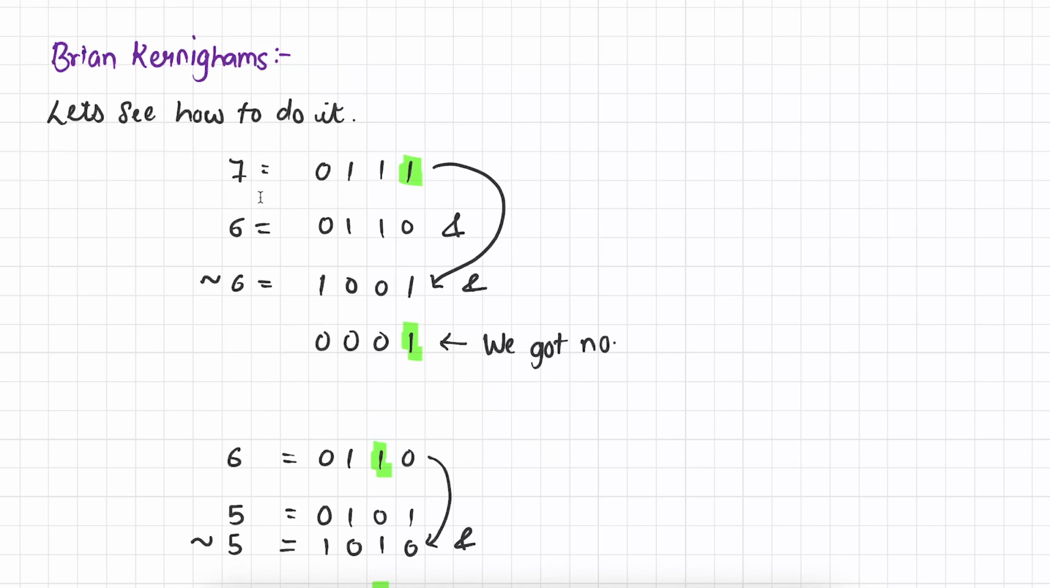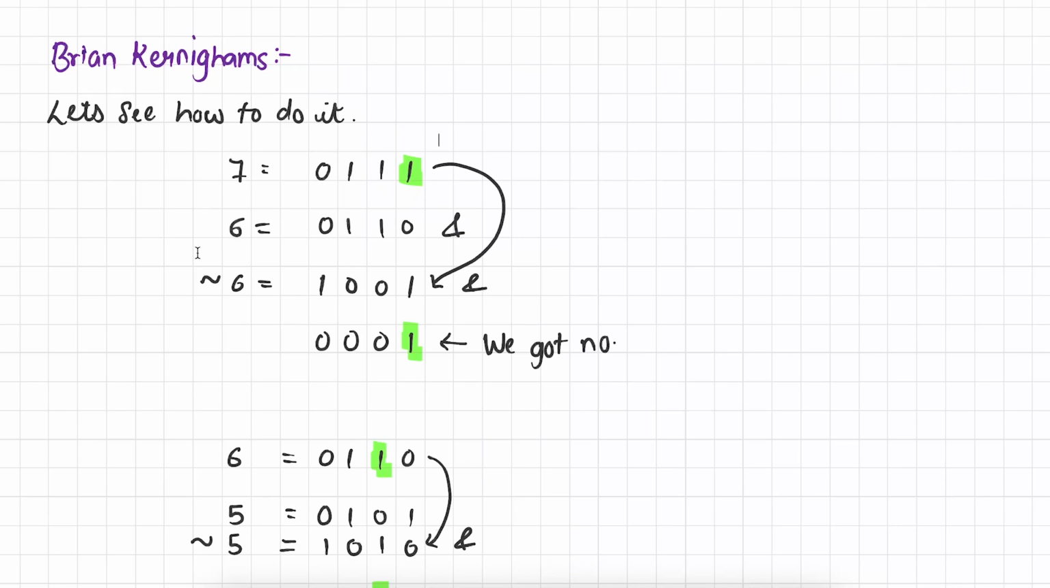Okay, moving on. So let's say we have 7, and 7 has 1, 2 and 3 bits set. If I want to unset the least significant bit, then in Brian Kernighan's algorithm we simply do bitwise AND with one number less than this number. It means we do bitwise AND with 6. But in this case, we do not want to unset this bit. Rather, we want to set this bit and unset all other bits.